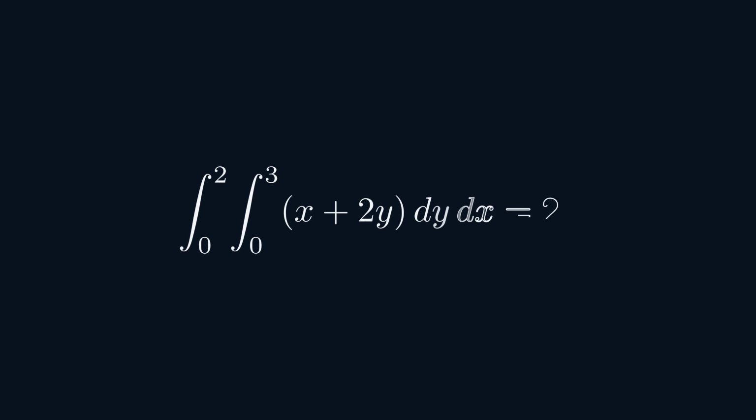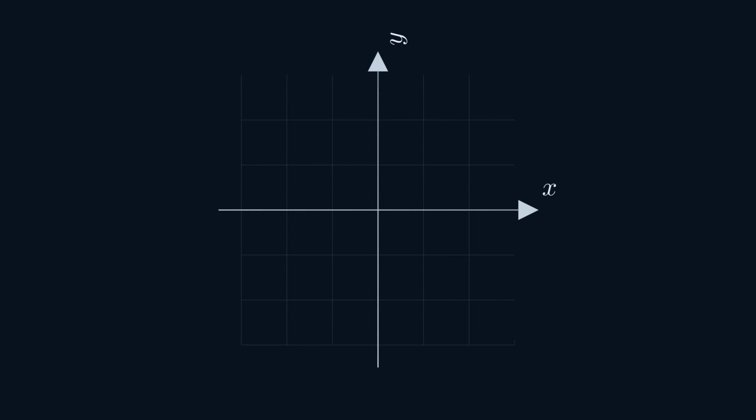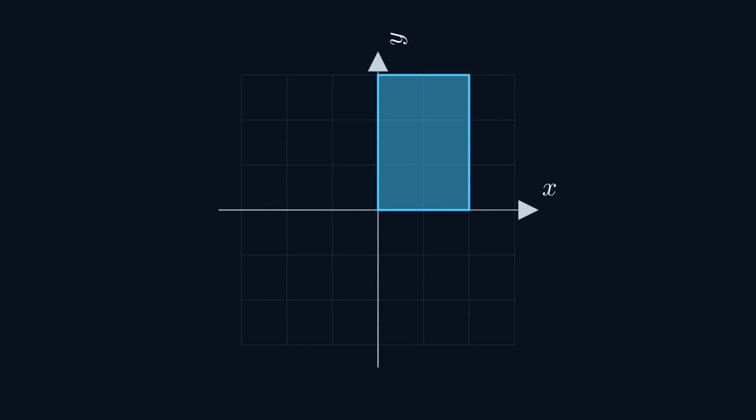So the answer to the double integral is 24. But how can we connect this value to some sort of physical interpretation? Well, let's start by drawing our region of integration on the xy plane.